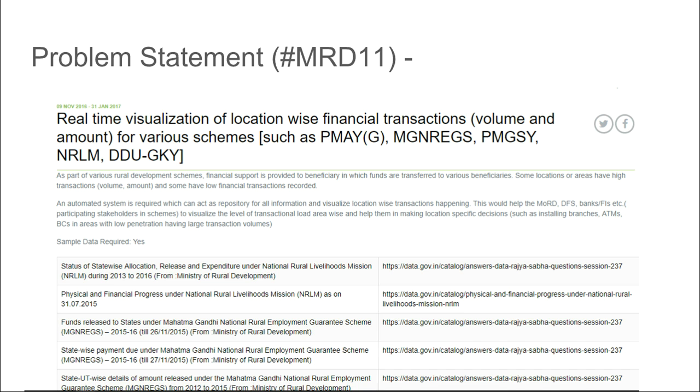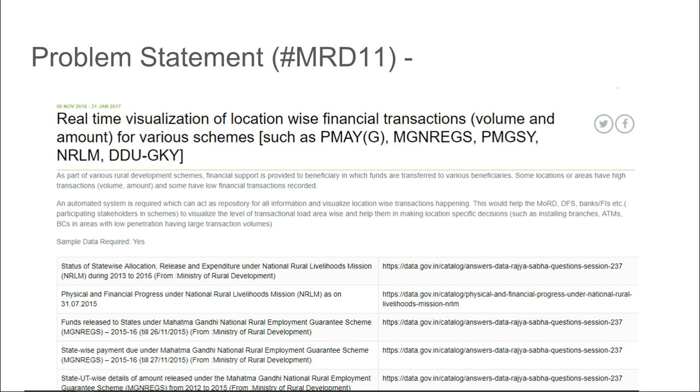My problem statement is real-time visualization of location-wise financial transactions, volume and amount, for various schemes such as PMAY, Gramin, MGNREGS, PMGSY, NRLM, DDU, GKY. As part of various rural development schemes, financial support is provided to beneficiaries, in which funds are transferred to various beneficiaries. Some locations or areas have high transactions, volume, amount, and some have low financial transactions recorded.